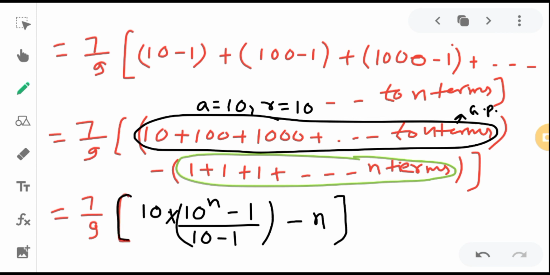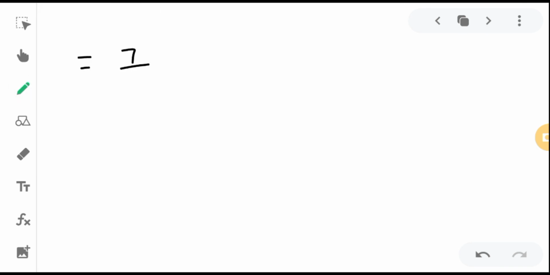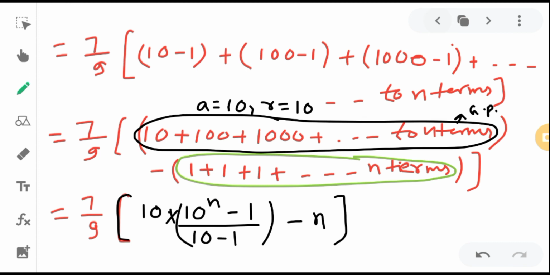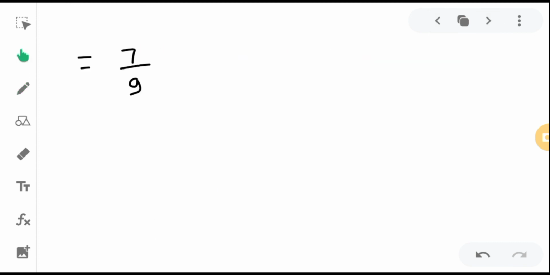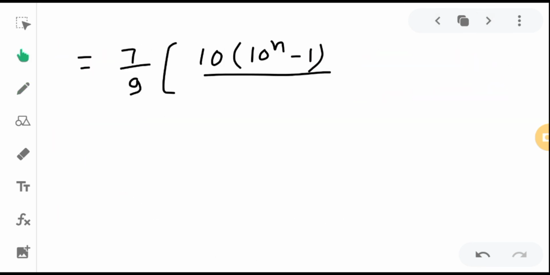If you want, you can do a little bit of simplification. So the simplification will be 7 upon 9 is constant, obviously, and this will be 10 into 10 to the power n minus 1, and below will be 10 minus 1. So 10 minus 1 I can write as 9, and minus n. Correct? Minus n.